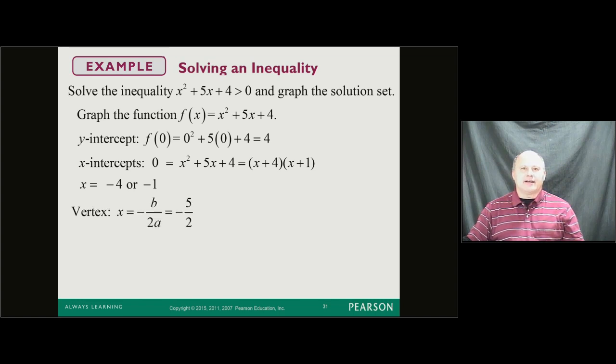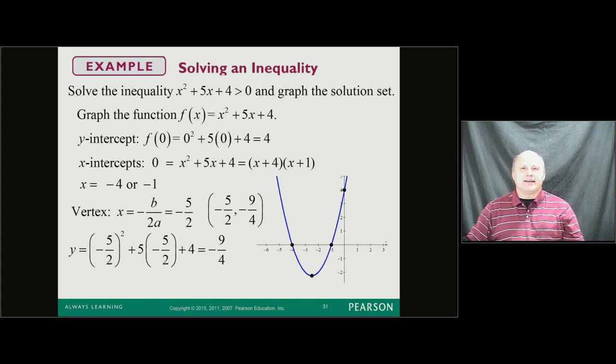Now let's locate the vertex. Negative b over 2a, which turns out to be negative 5 halves. And when we put that in, you get negative 9 fourths. So the vertex is negative 5 halves, negative 9 fourths. So let's get a good sketch of this graph and see what it looks like. The negative 5 halves, negative 9 fourths is a point down in the third quadrant. The x-intercepts are negative 4, negative 1, and a y-intercept of 4. So that's the shape of the graph.